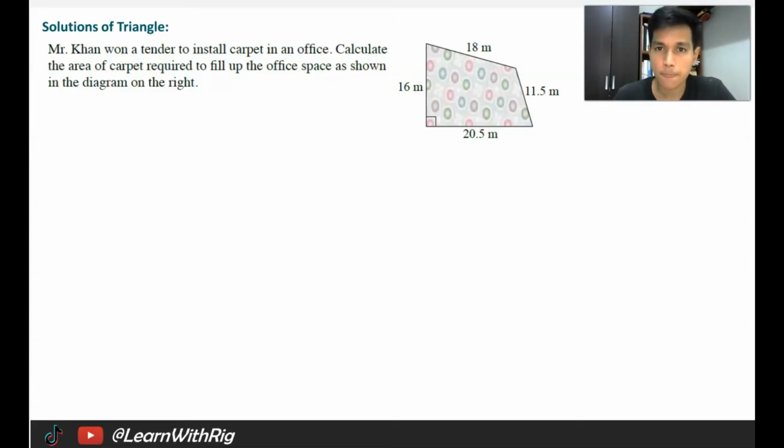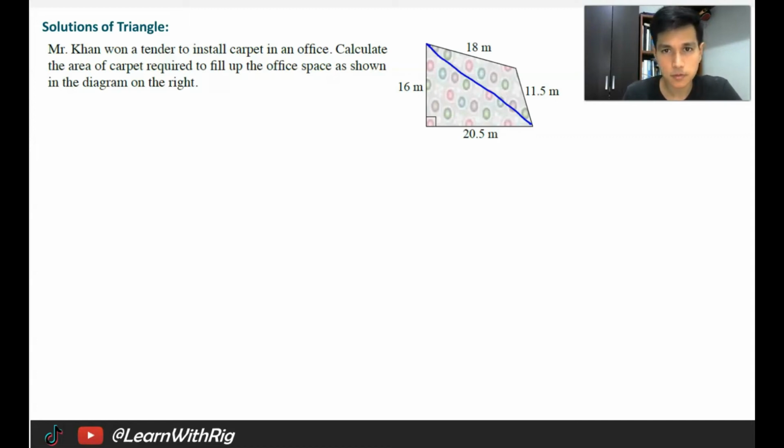The only way you can solve this is to make it become a triangle. So you can draw a line here. Let's assume this is a straight line. Then you now have two triangles, here one, here two. If you want to find the area, you just find both areas and add them together.